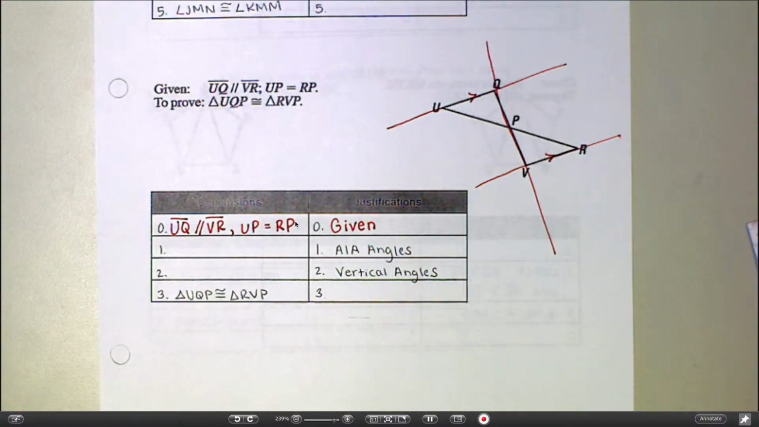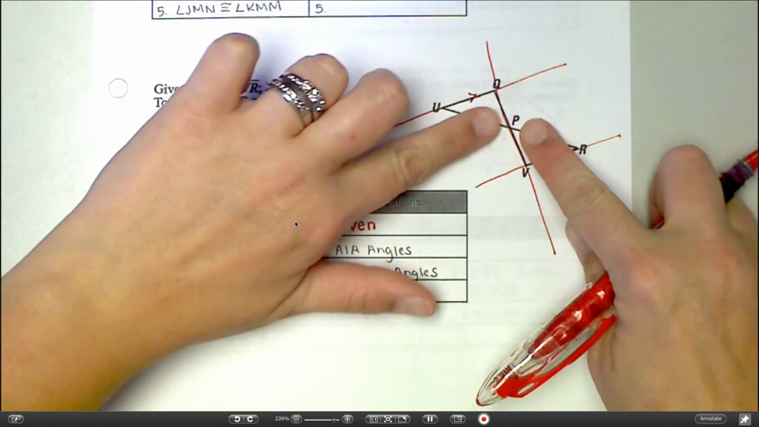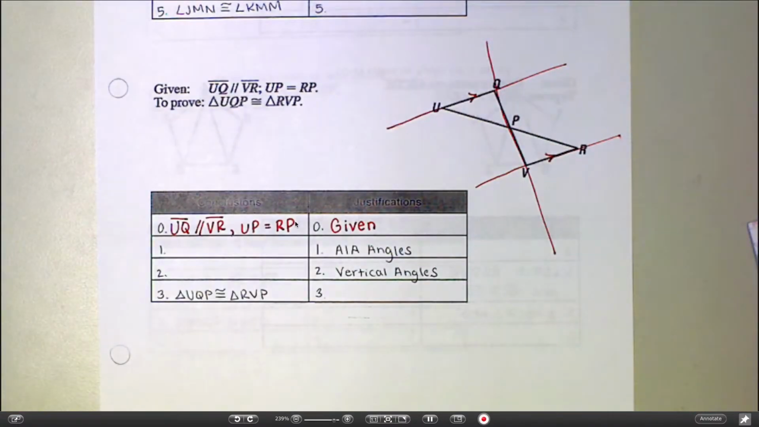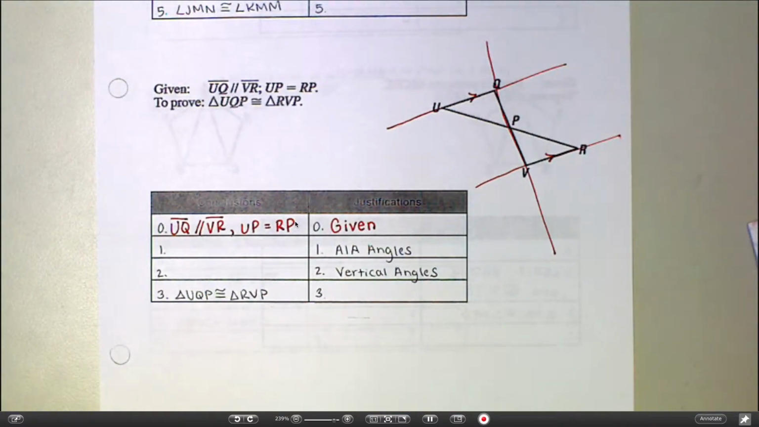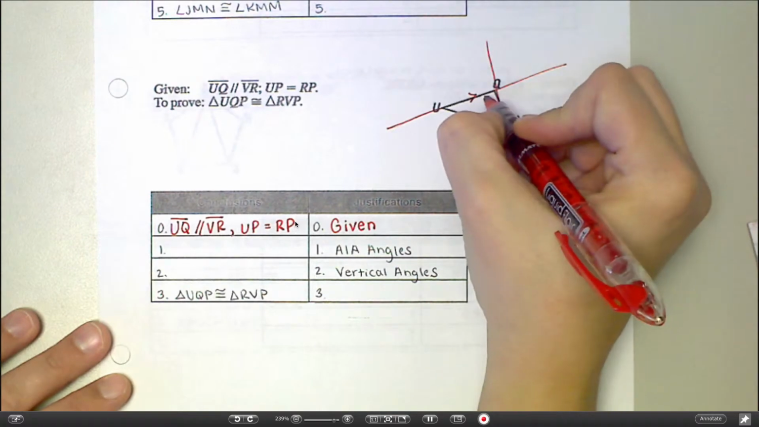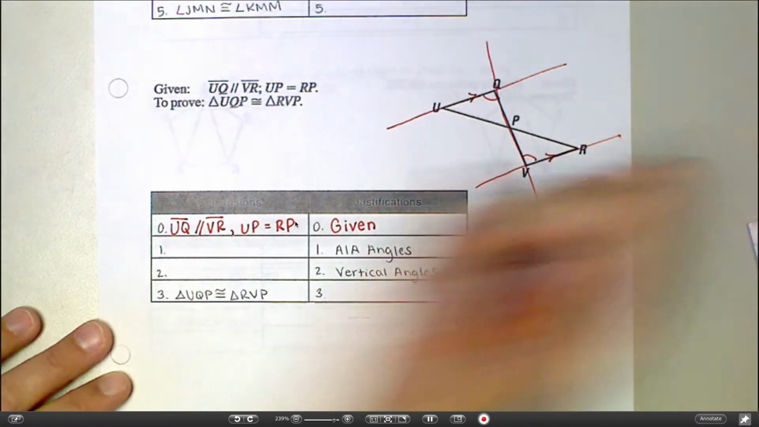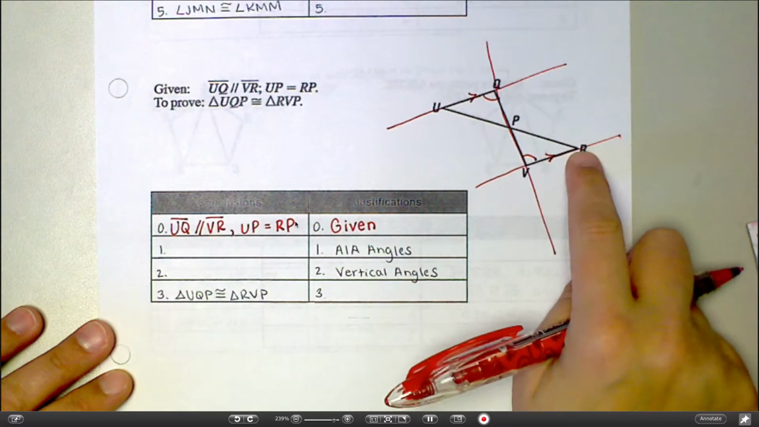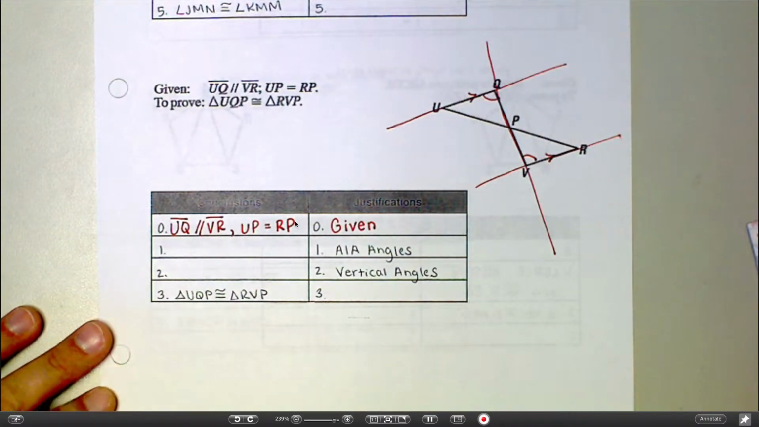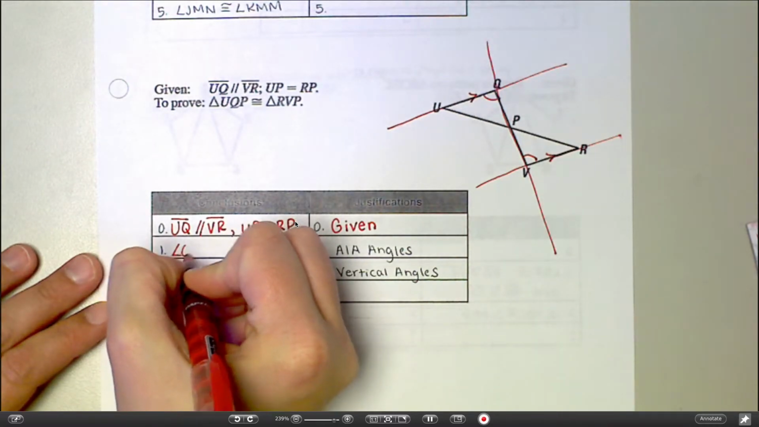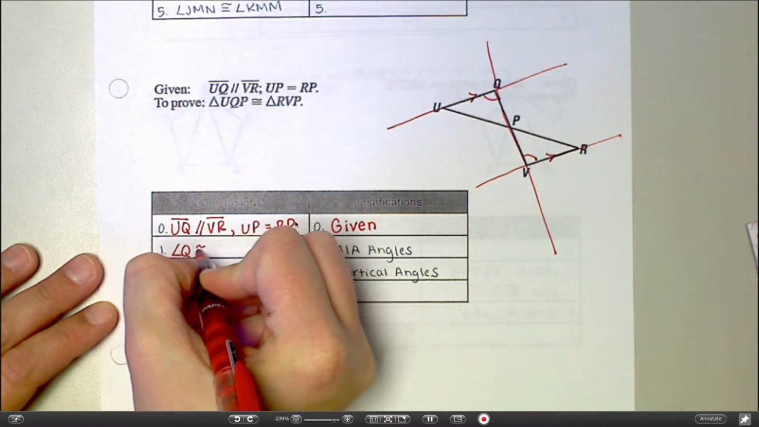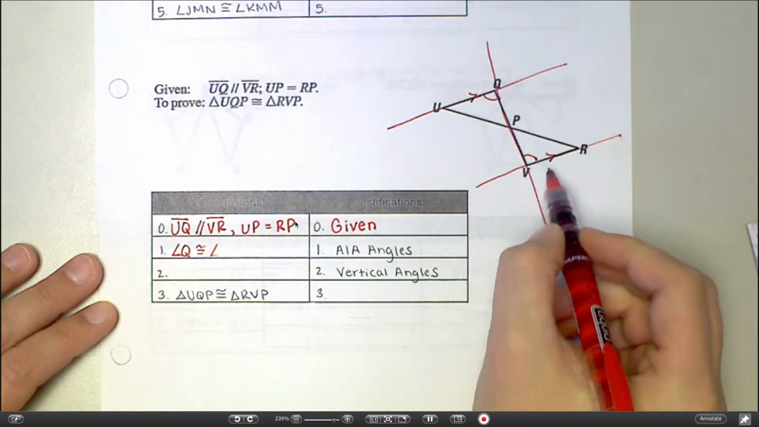Okay, so look at just the red lines that are extended. Kind of ignore this line in the middle. What angles would you know are congruent by AIA? Caleb? UQP and PVR. Okay, so this angle and this angle. And I like the way you name those, UQP and PVR. Would it be okay in this case to just name them angles Q and V? Yeah. Okay, just to save myself some room, that's how I'm going to name them, but Caleb, you named them perfectly. So we know angle Q is congruent to angle V.